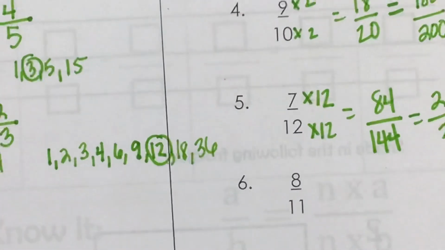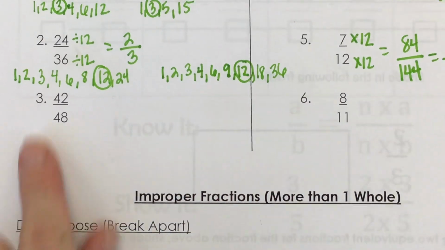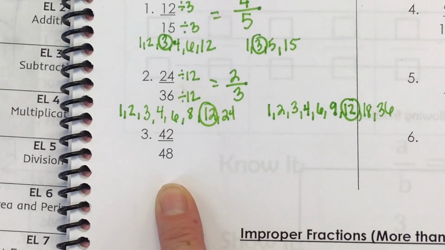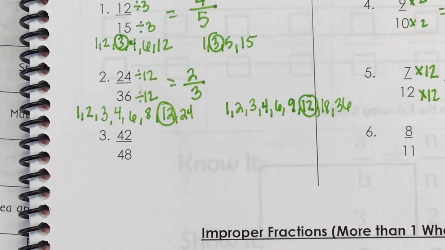Okay, we have about 8 minutes. Why don't you work with someone sitting near you? On number 3, you have to put it in lowest terms. You have to divide. On number 6, you're coming up with equivalent fractions.